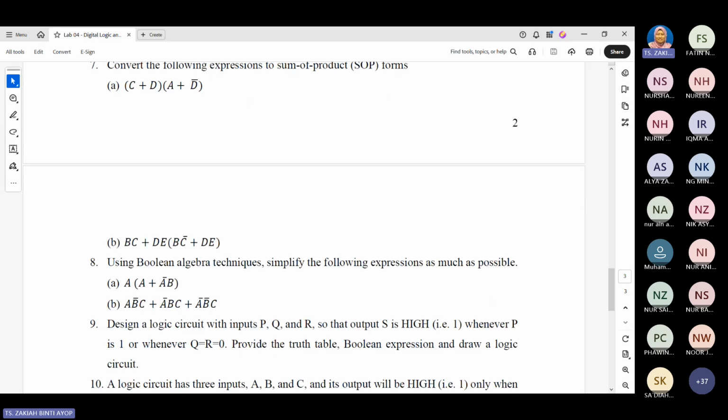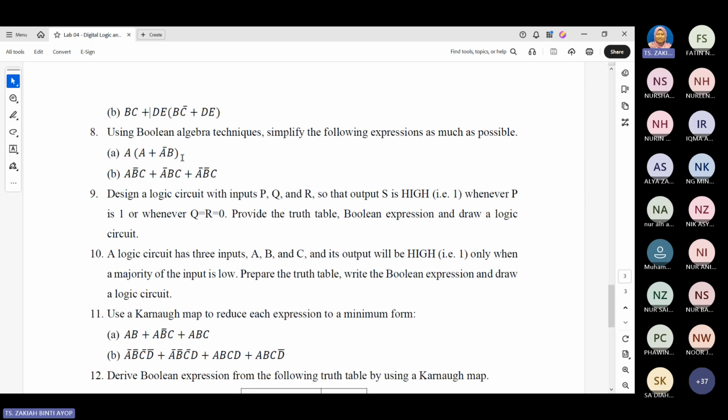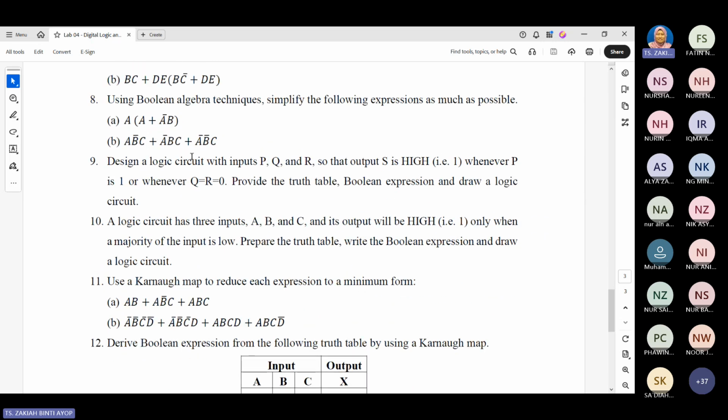Now, question 7 is quite easy, but question 8 will be a little bit harder, you need to have a lot of understanding about the rules. So for this one, you need to open your notes. Open your lecture notes and then open the rules. Using the rules that have been given, try to simplify the following expression.